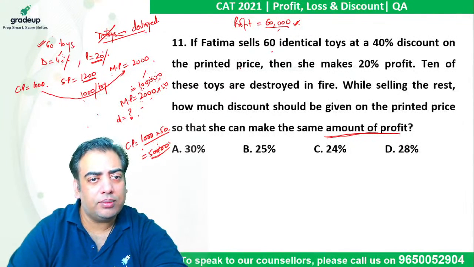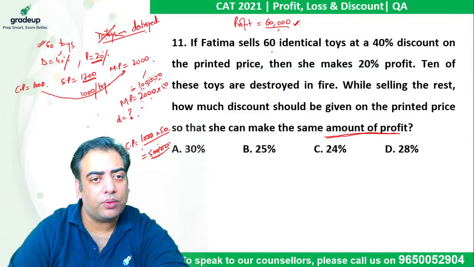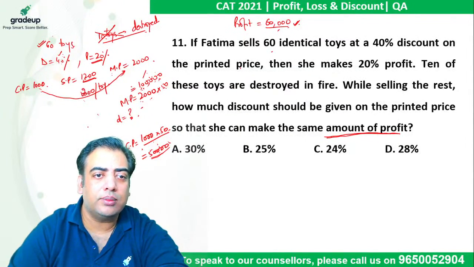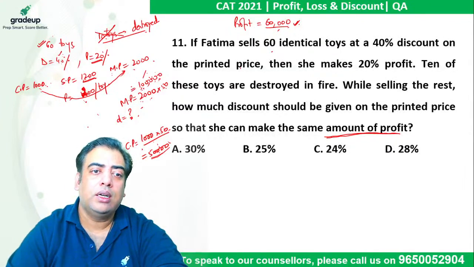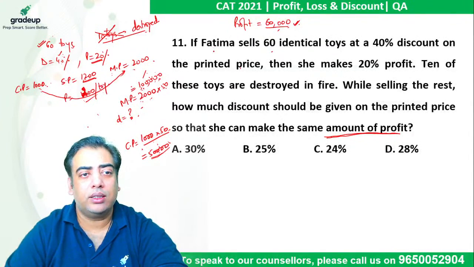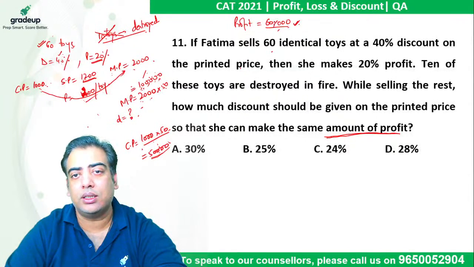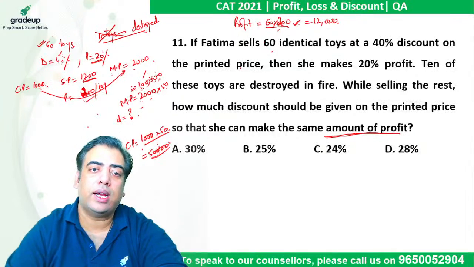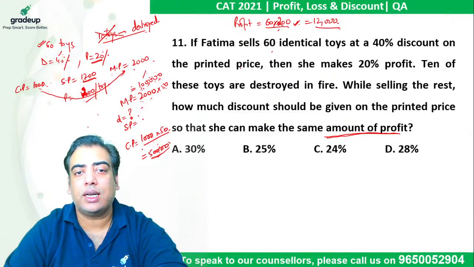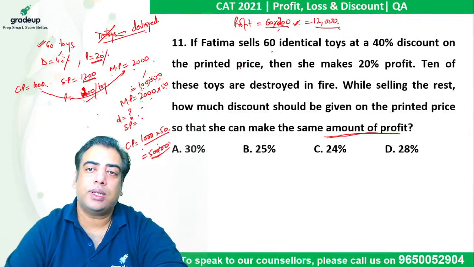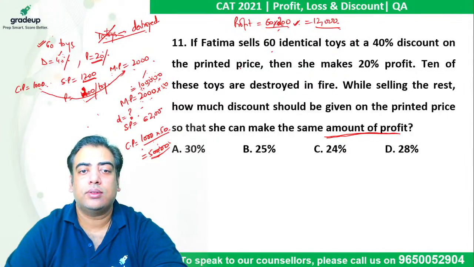Oh, sorry, we made a mistake here. The profit was not this much, the profit was only 200. Let's rectify. So profit is selling price minus cost price. By mistake, I took the difference of these two. So profit is 200 per toy. So 60 into 200 is the overall profit, which is 12,000. So now on this 50,000, we have to make a profit of 12,000, which means right now the selling price must be 50,000 plus 12,000, which is 62,000.